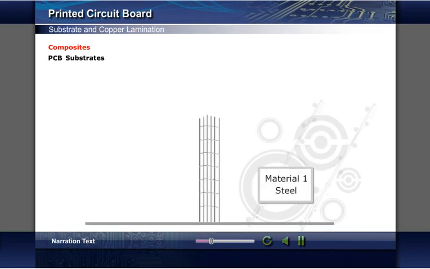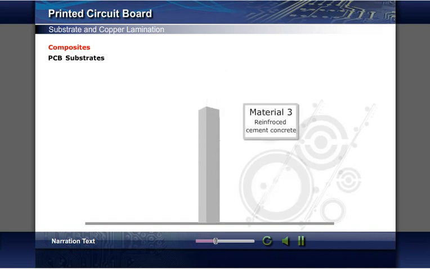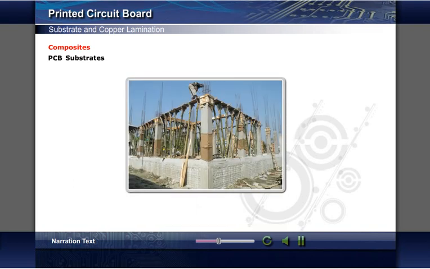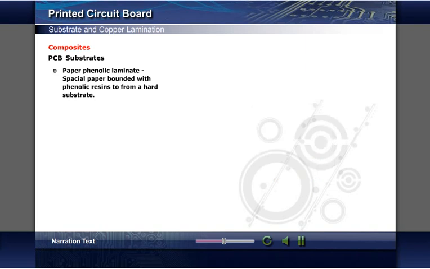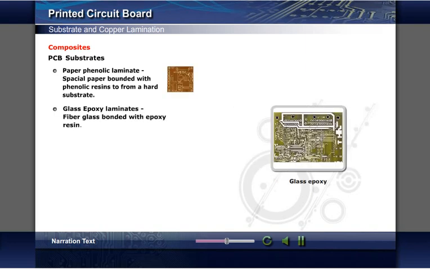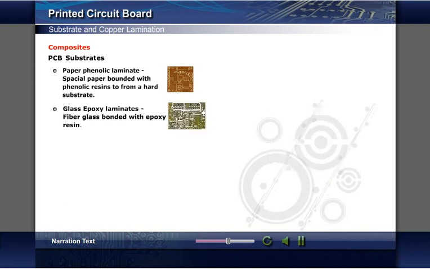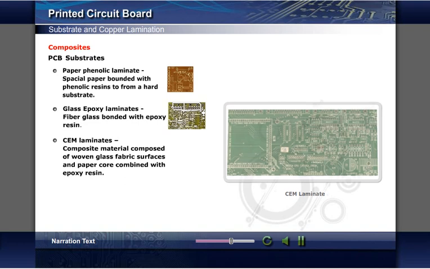Composites are materials made from two or more materials with significantly different properties. For example, RCC, reinforced cement concrete, is a composite of steel and concrete. In PCBs, paper phenolic is a composite of paper and phenolic resins. Glass epoxy is a composite of fiberglass and epoxy resin. Another composite is cotton paper and epoxy.